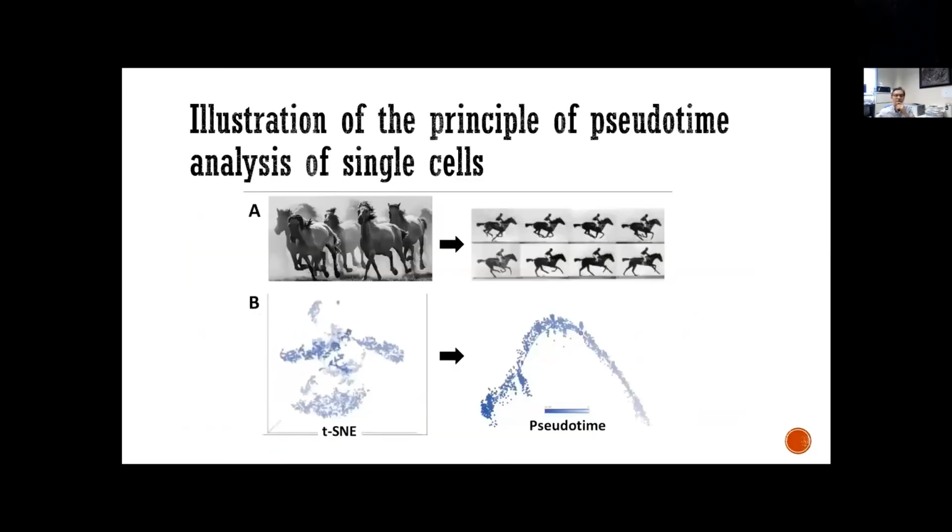Now, I'm going to explain the principle of so-called pseudo-time analysis of single cells. I will ask a question: barely from this plot, what can you infer? You can think about what I'm going to talk about.